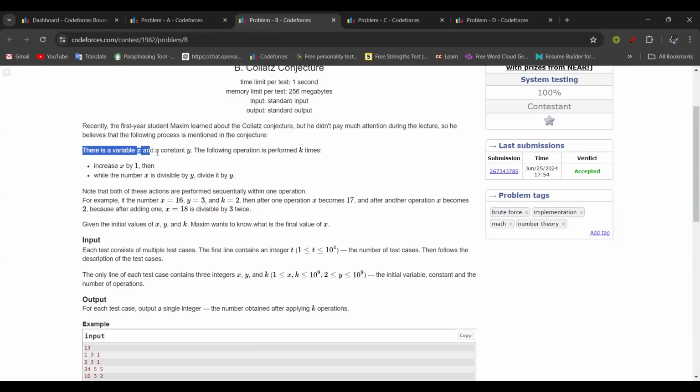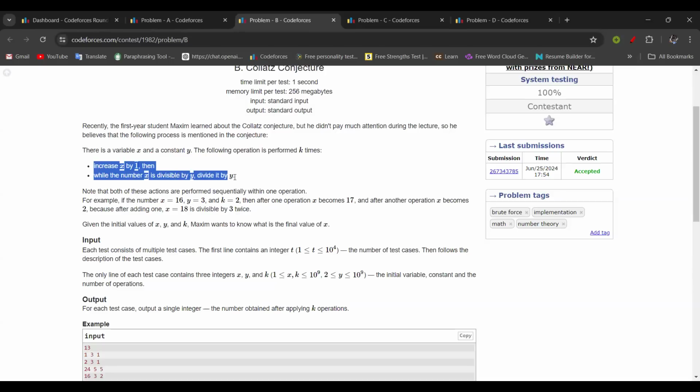There is a variable x and a constant y. The following operation is performed k times. So here we are given a variable x and a constant y. Now in each operation, we would increase x by 1 first, and then we would check while the number x is divisible by y, divide it by y. So until the time x is divisible by y, just divide it by y.